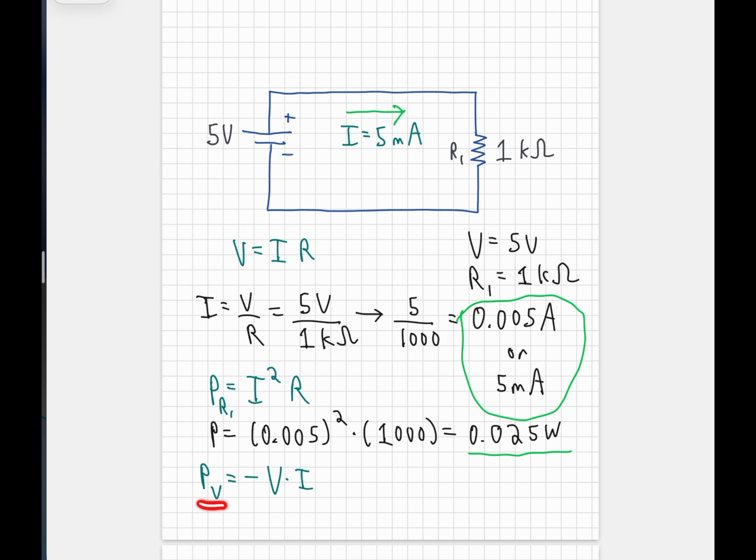So power is the negative sign times the voltage source times the current. I guess the thing that sticks out here is right here, that negative sign. Where is that negative sign coming from? Like, why is it there? So the answer to that is this.